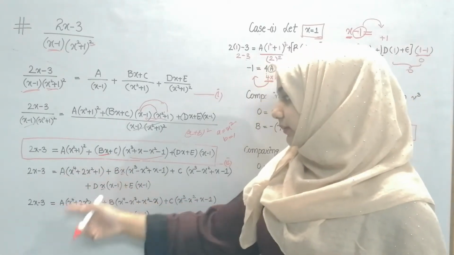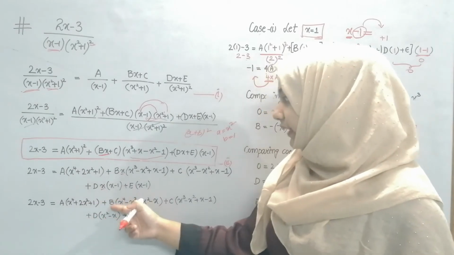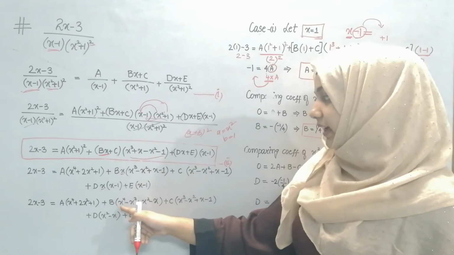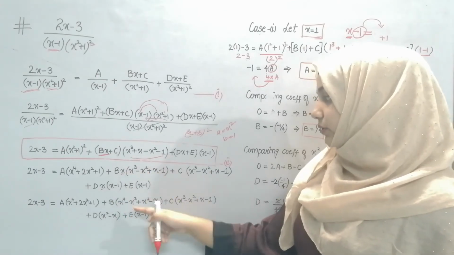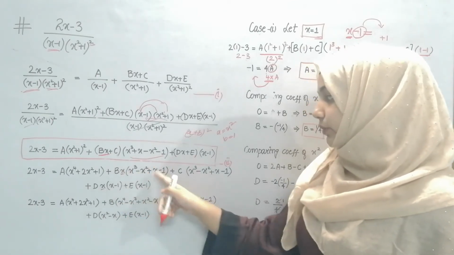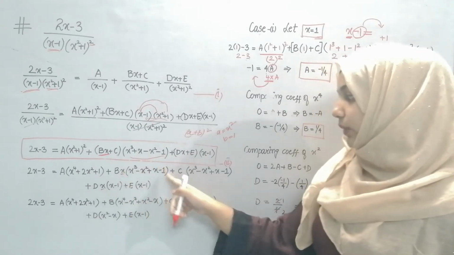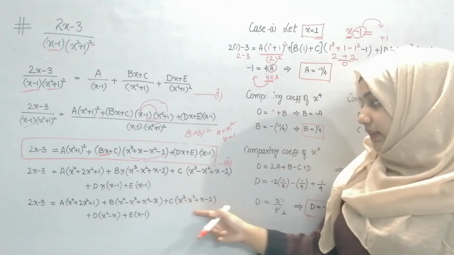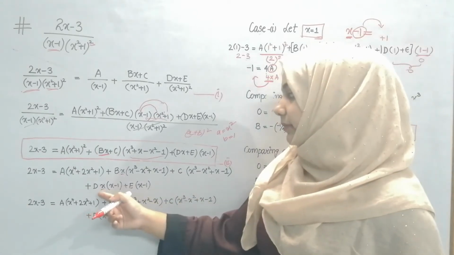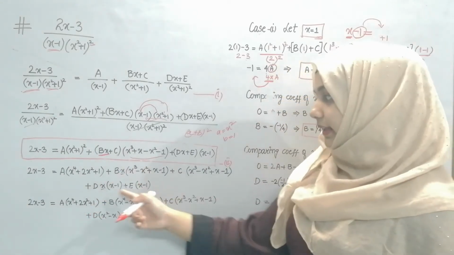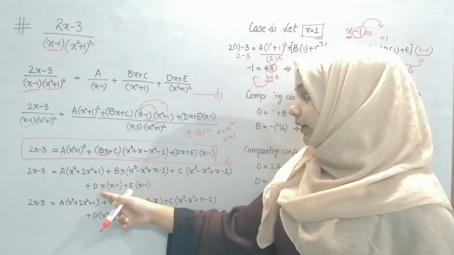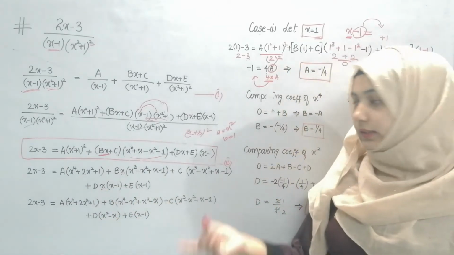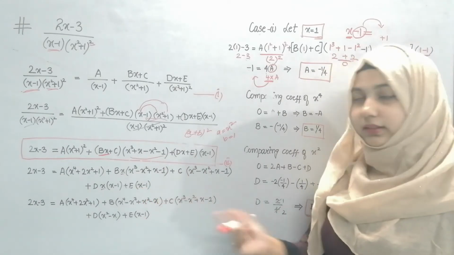A into this term as it is, plus b into, I am just multiplying this x inside. So x into x cube is x power 4. Then x into x square is x cube. Then x into x is x square. X into 1 is x. Done. This c term is as it is. Here dx I am having, so I'll multiply this x inside. So x into x will be x square. Now, x into minus 1 is minus x. Plus e into x minus 1 as it is.